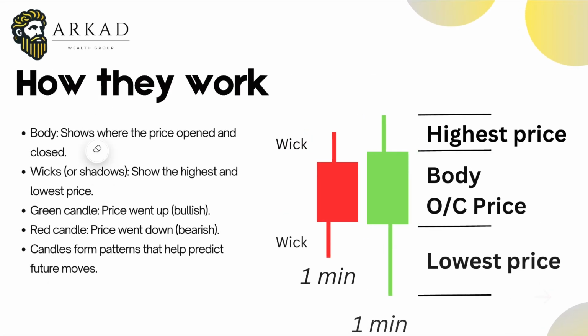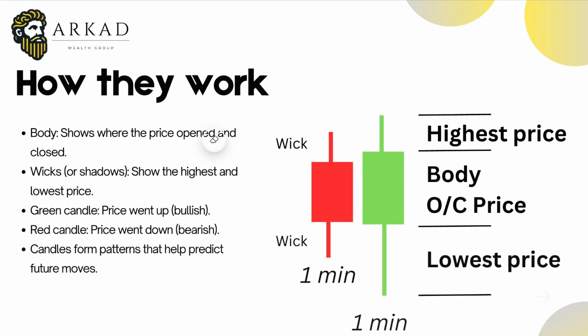Next, we're going to go over how they work. The body shows where the price opened and closed. The wicks or shadows, which we already went through, show the highest or lowest price during that time frame. On a green candle, price went up. On a red candle, price went down. Candles form patterns that help predict future moves.